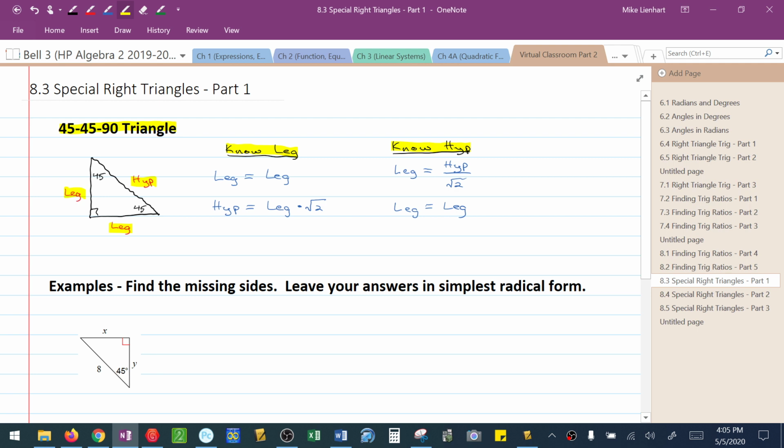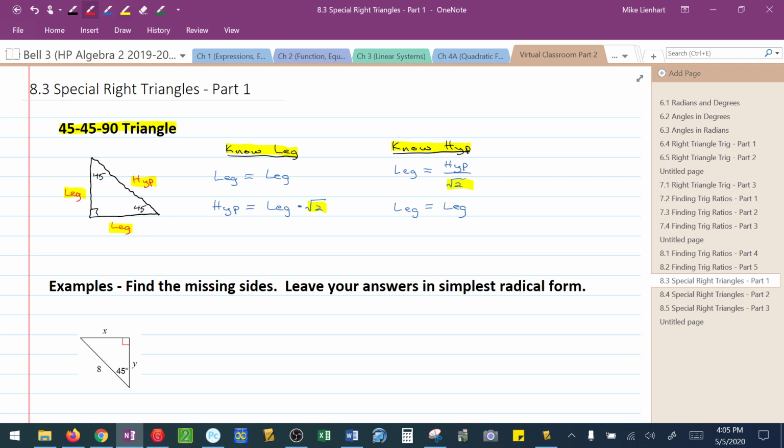So if I know a leg, to find the other leg, in a 45, 45, 90, the legs have to be equal. If I know the leg to find the hypotenuse, I'm going to multiply the leg by the square root of 2. Conversely, if we know the hypotenuse, to find a leg, we're going to take the hypotenuse and divide it by the square root of 2. And then once I find that leg, the other leg's going to be the same measure.